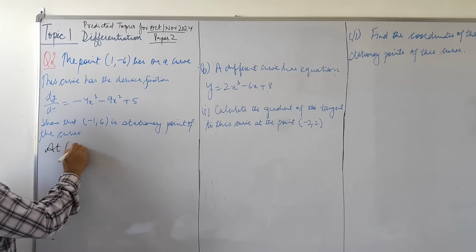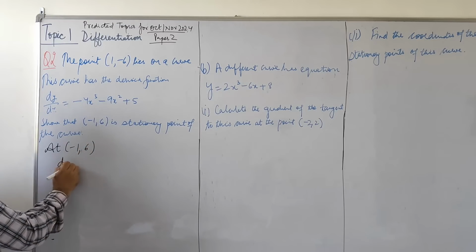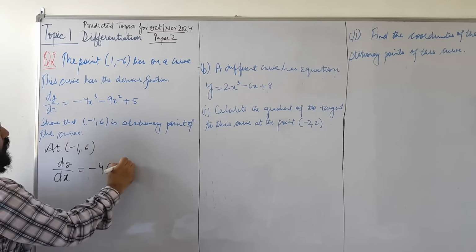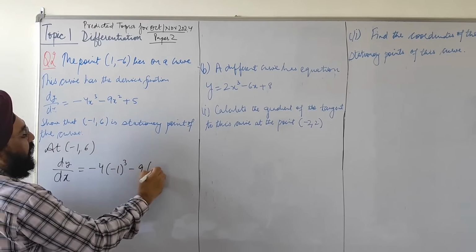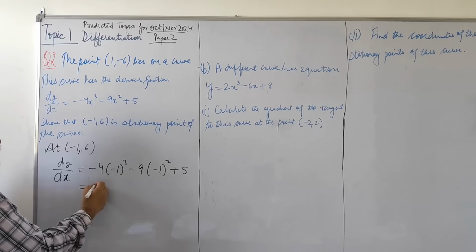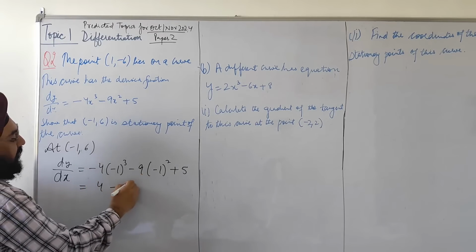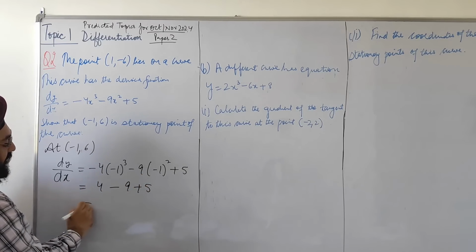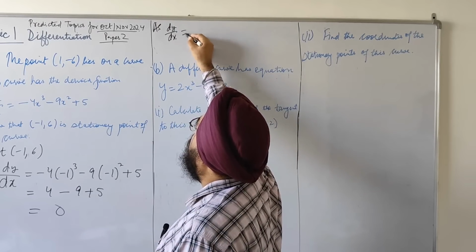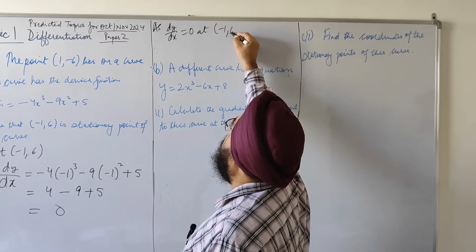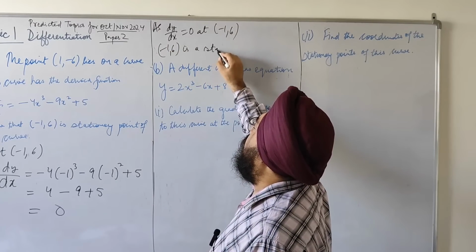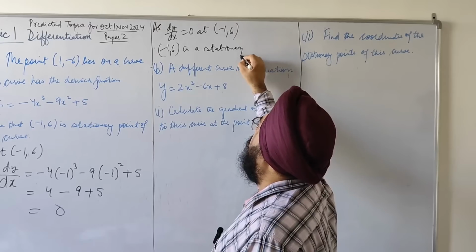Now at minus 1, 6, dy by dx equal to minus 4 into minus 1 whole cube minus 9 into minus 1 square plus 5. It will be 4 minus 9 plus 5, which is equal to 0. As dy by dx is 0 at minus 1, 6, minus 1, 6 is a stationary point.